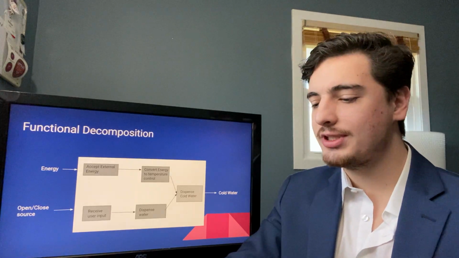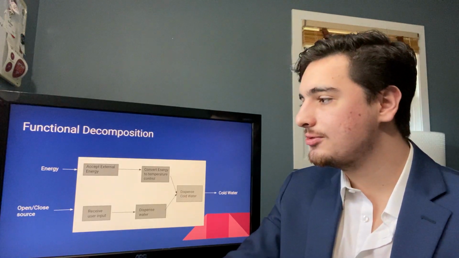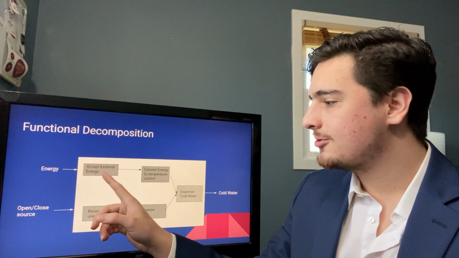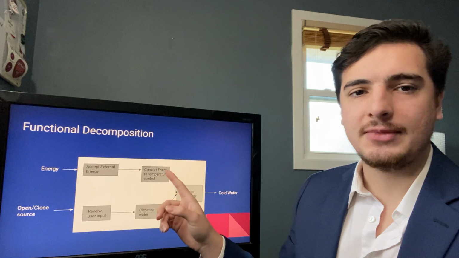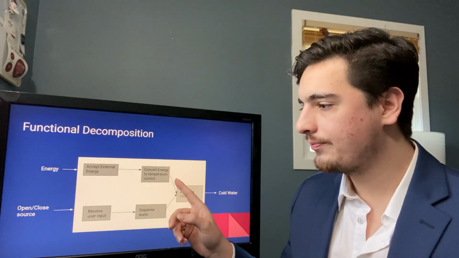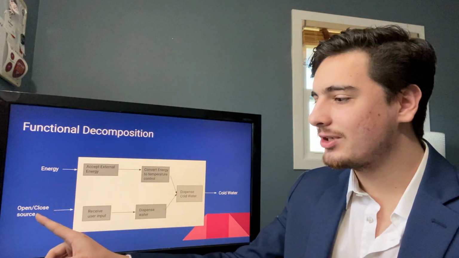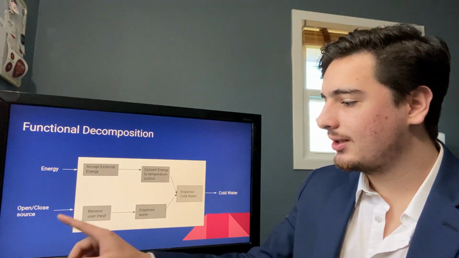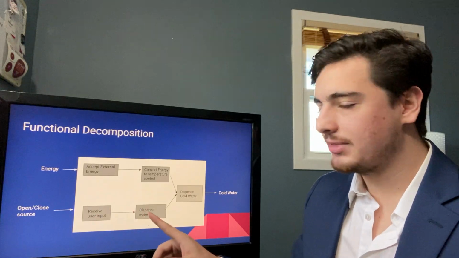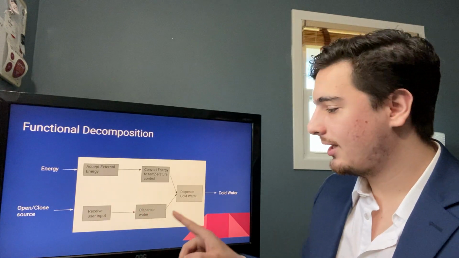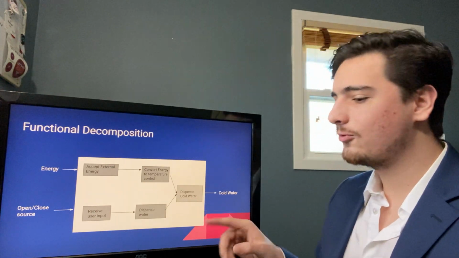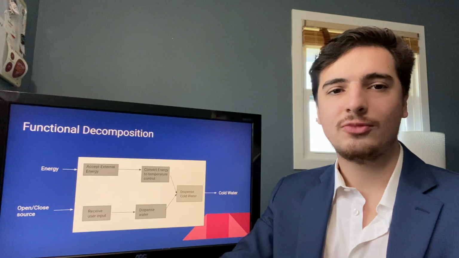For the functional decomposition, we would use energy from an external source to convert that energy into temperature control, so to keep the water cold. To dispense the water, we would use the user input to then be able to dispense the water, and combining those two, we would end up dispensing the cold water for the customer or the students.